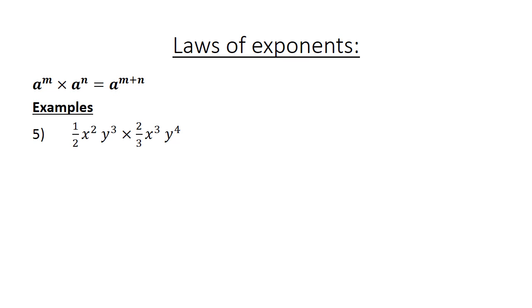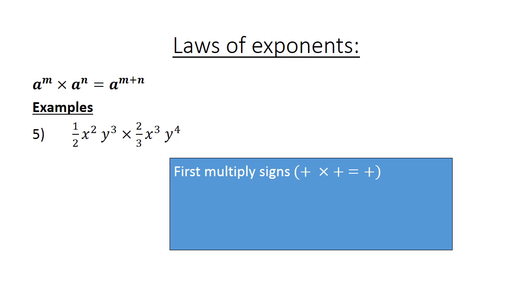Laws of exponents. More examples, including fractions. 1 over 2 x to the power of 2, y to the power of 3, times 2 over 3, x to the power of 3, y to the power of 4. First multiply the signs. Plus times a plus equals a plus. Then we multiply the fractions. A half times 2 over 3 equals 2 over 6 equals 1 over 3.